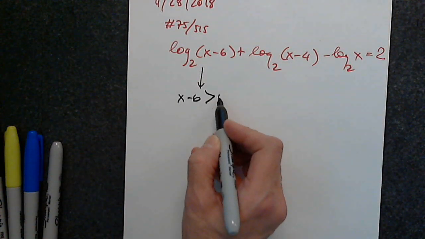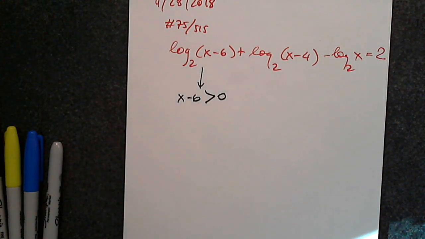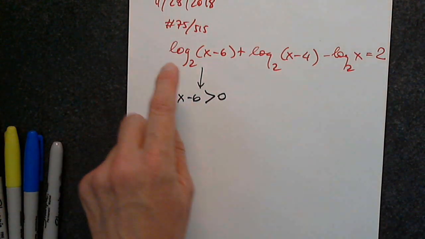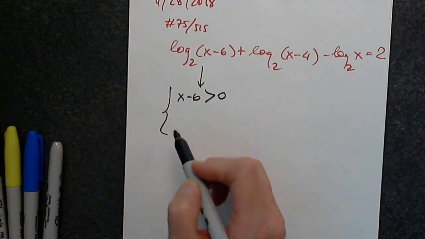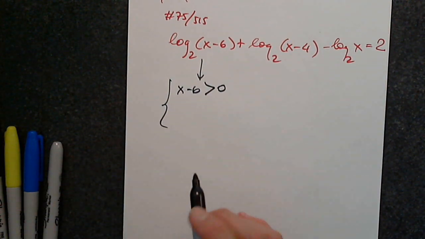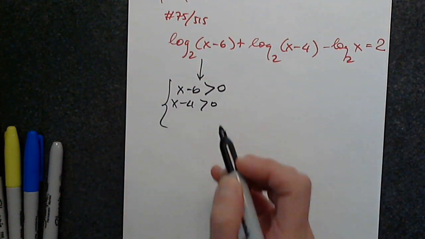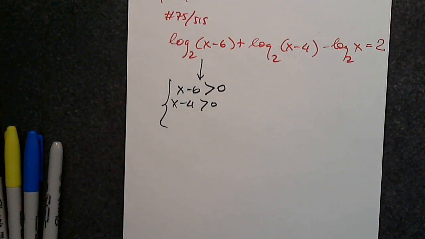X minus 6 must be a positive number. Log cannot be applied to a quantity that is 0 or negative. So since log is applied to x minus 6, then I have to write that x minus 6 is positive. For the second one, what do I have to write? Very good. Just make a note because this is very important.